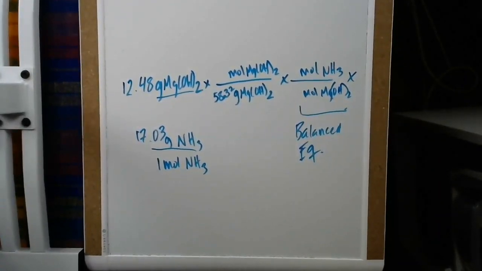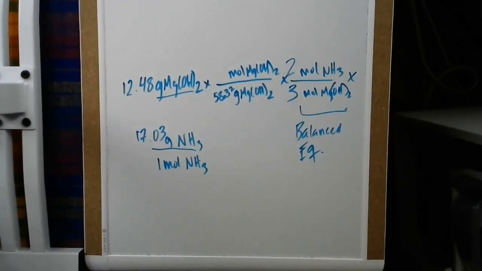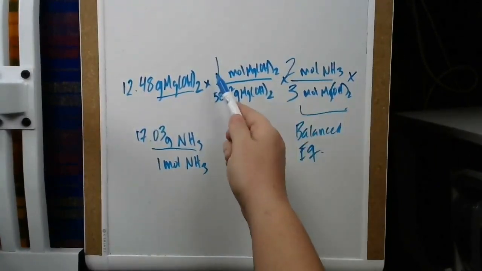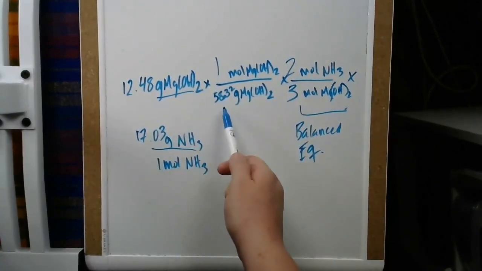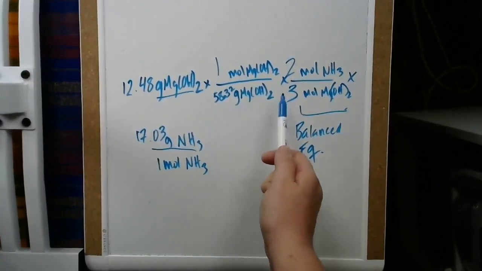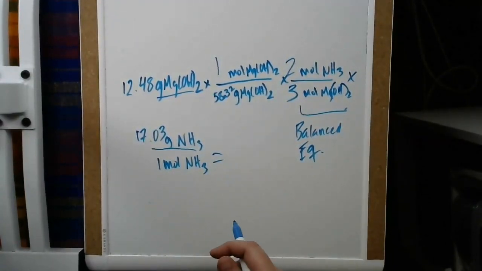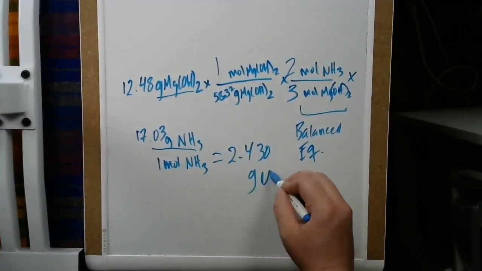So you look back and you're like, all right, well, for every 3 moles of the MgOH2, 2 moles of ammonia. All right, so in your calculator, your math should look like 12.48 times 1 times 2 times 17.03 divided by 58.32 divided by 3 divided by 1. Right? And it should come out with like 2.430 grams of NH3.